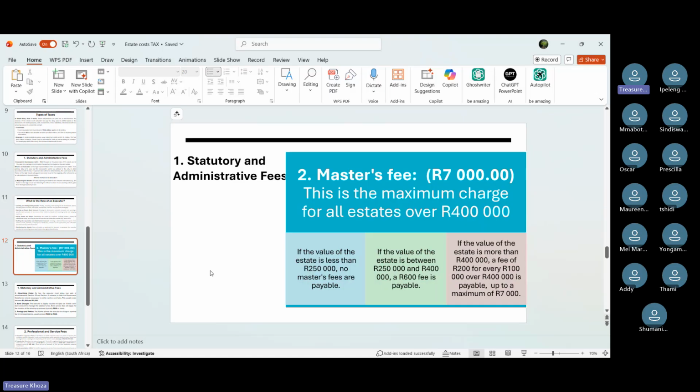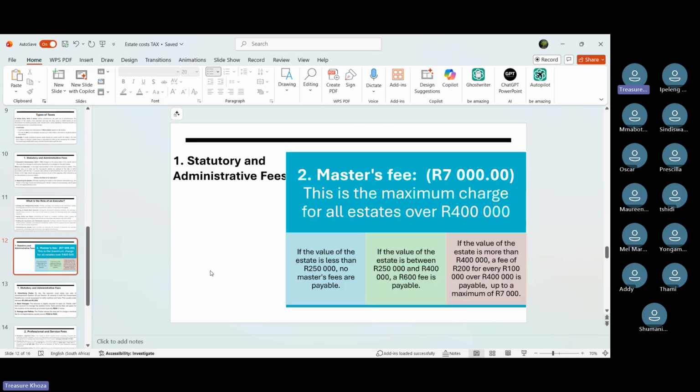So still, we're on the statutory and administrative fees. The second fee here is the master's fee. The master's fee is around 7,000. This is the maximum charge for all estates over 400,000. But not all master's fees are 7,000. They go like this. If the value of the estate is less than 250,000, there are no master's fees. You don't pay any master's fees here. That's why anything lesser than 250,000 can be settled in the regional court. You don't need to go to the high court. It's just a simple process. Anything above 250,000 goes to the master.